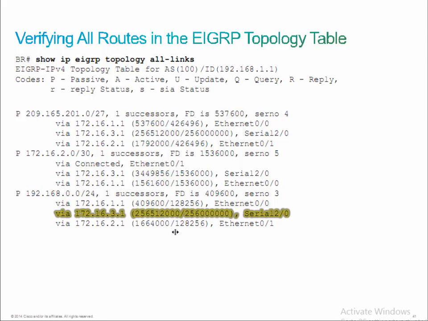On your screen? Sorry? I can't see the stuff you're saying on your screen. All I see is the... It's the highlighted piece right here. You see the command show ip eigrp topology all-links?